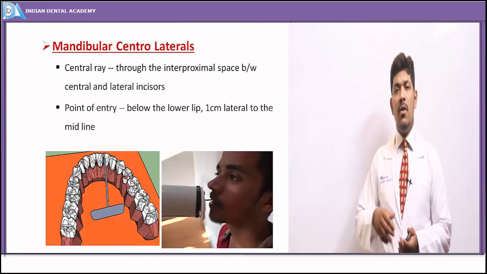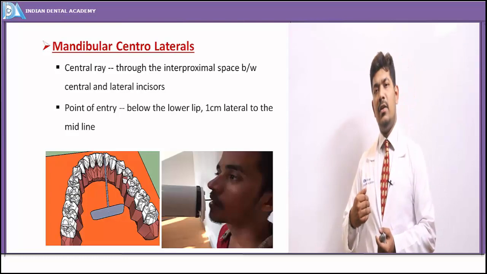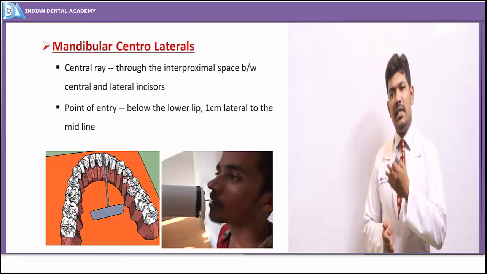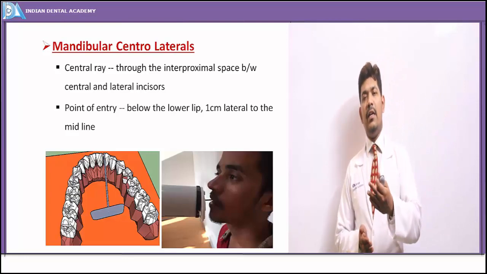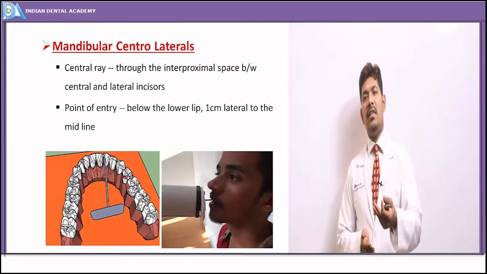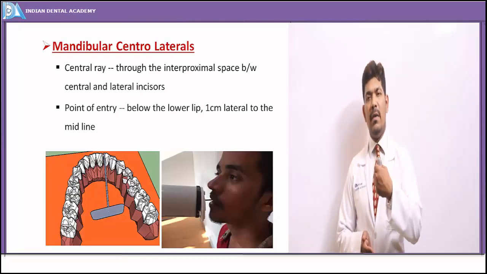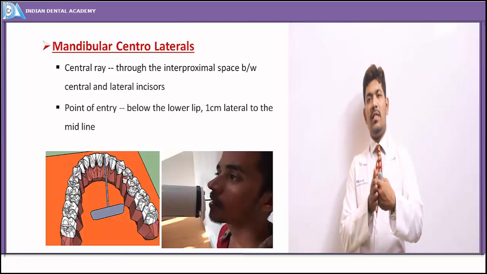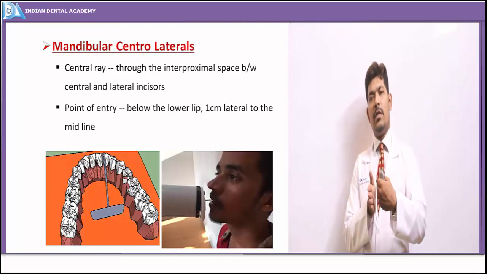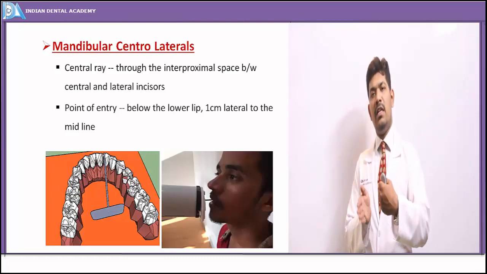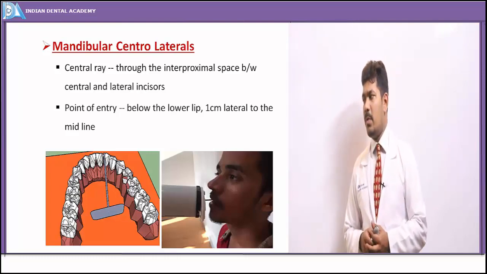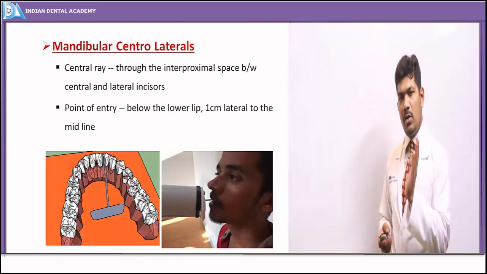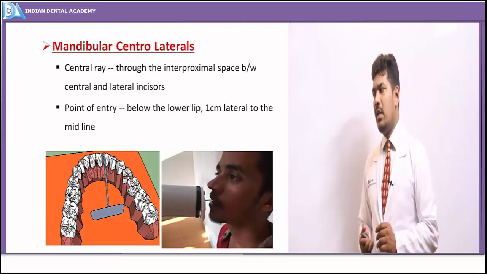So that is to say, both the central as well as the lateral, since we are taking both of them on a single IOP picture, the entry point of the central X-ray beam won't be the same as for the maxillary centrals, which is directly through the midline below the septum. This would be slightly away from the midline, so as to accommodate both the lateral as well as the central into a single IOP picture. So that would be 1 centimeter lateral to the midline and below the lower lip.